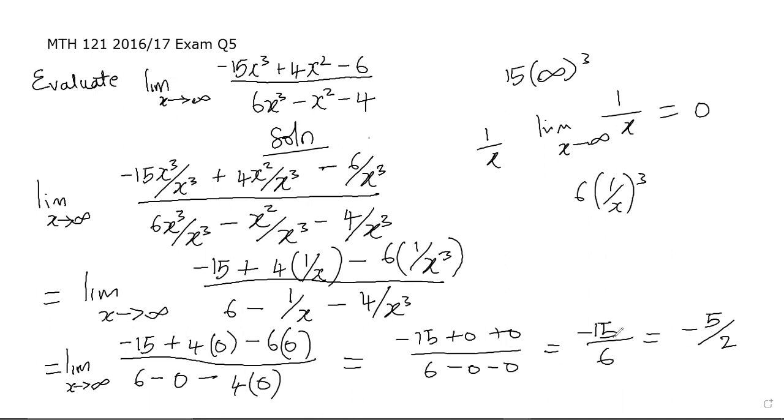But in the options there, what you find is minus 15 over 6. You will not find minus 5 over 2, but this and this are the same. So this is the correct answer. Therefore, the limit of that equals minus 15 over 6. That's the limit of this as x approaches infinity, equals minus 15 over 6.